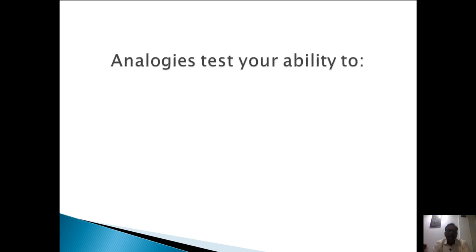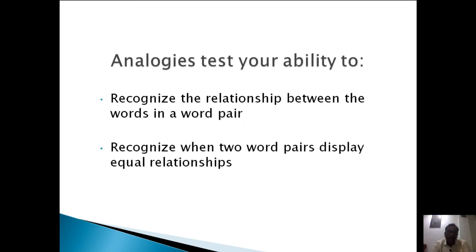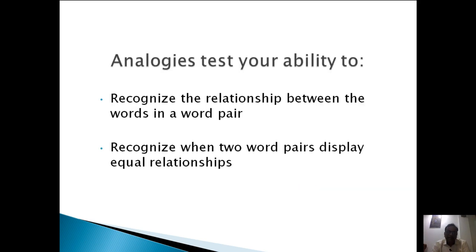Analogies test your ability to recognize the relationship between the words in a word pair, and even recognize when two word pairs display equal relationship. I would like to read it one more time to make you understand the purpose, the objective of analogies. It recognizes the relationship between the words in a word pair. Even it recognizes when two word pairs display equal relationship.